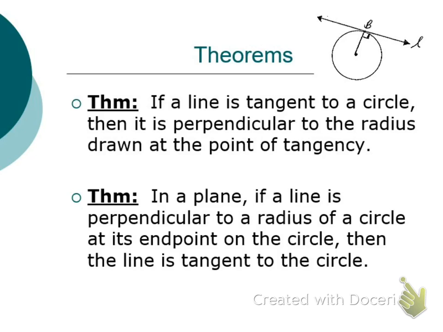Now, we can also reverse it. So in a plane, if a line is perpendicular to a radius of a circle at its endpoint on the circle, then the line is tangent to the circle. So we could know that this line is definitely tangent if we can prove that there's a 90-degree angle there. It works both ways.